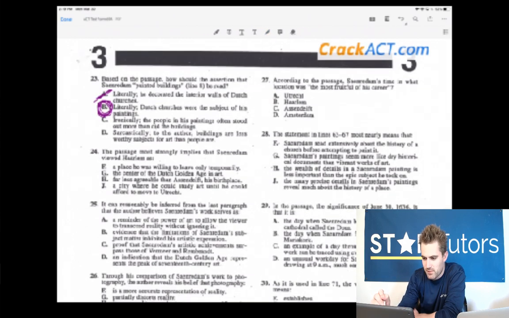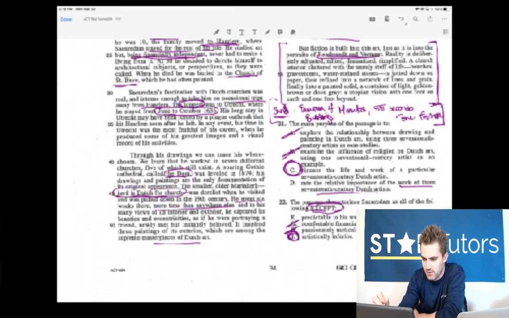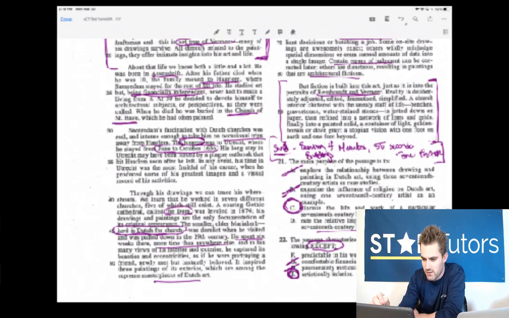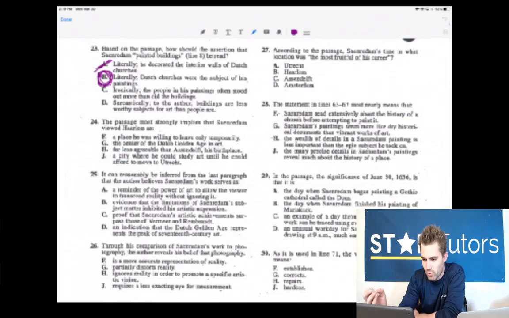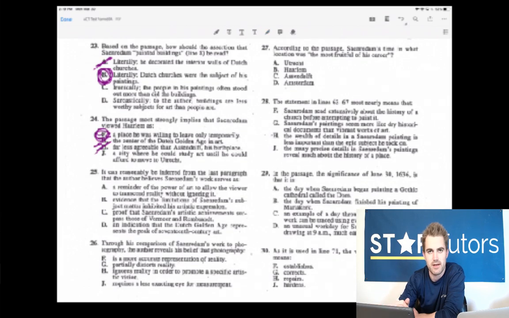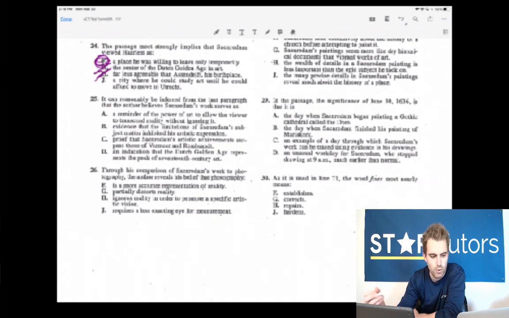The passage most strongly implies that he viewed Haarlem. That's where he lived, right? Just to confirm, where he stayed for the rest of his life. Yeah, he moved there. So a place he was willing to leave only temporarily. No, far less agreeable than his birthplace. I don't know. A city where he could study art until he could afford it. No, it's F, right? A place where he was willing to leave only temporarily. He stayed there the rest of his life. Remember that we circled that thing about him only leaving for like 6 weeks, or 6 months or whatever it was, the longest he's ever left to do one painting.